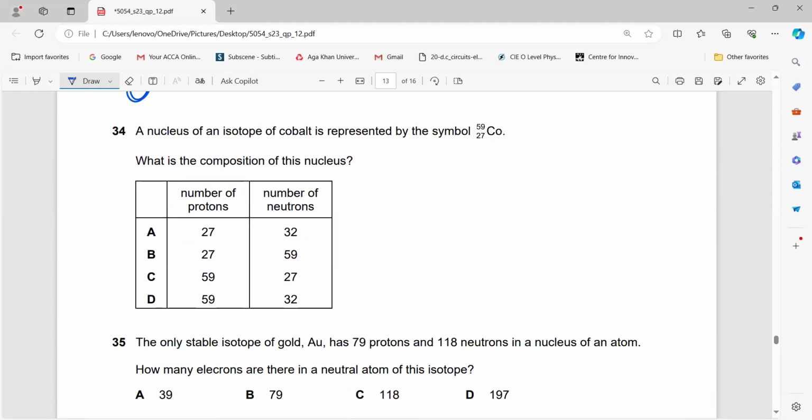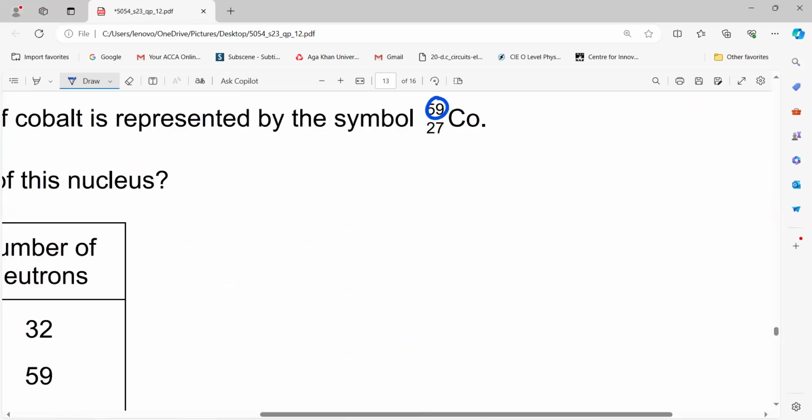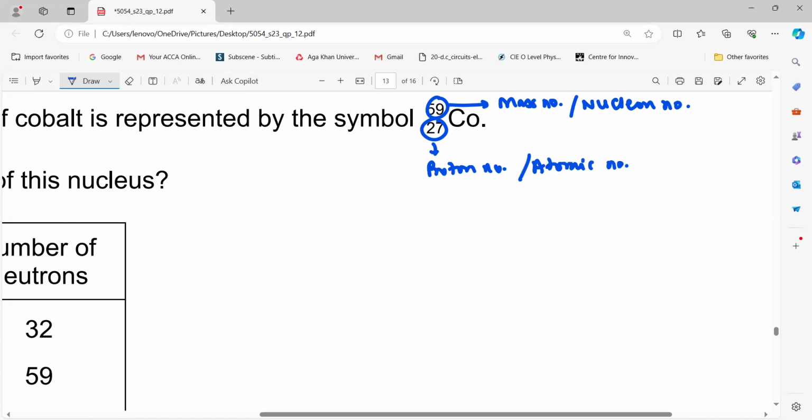A nucleus of an isotope of cobalt is represented with 59 and 27. Now, 59 here is your mass number. Mass number is also called the nucleon number. Nucleon number, not neutron number. This is the proton number, also called the atomic number.